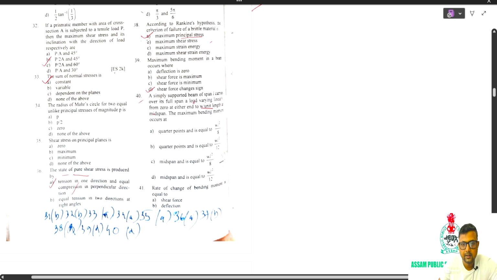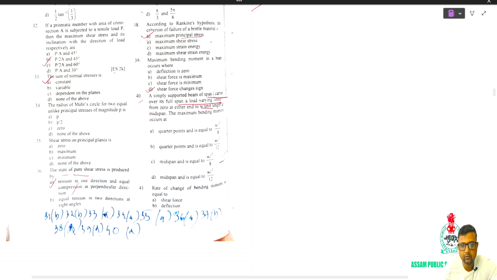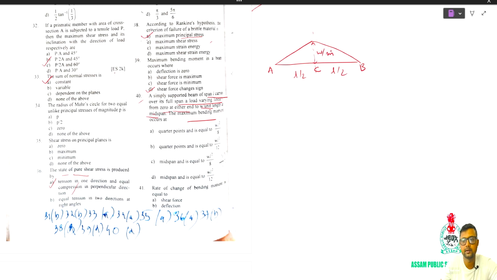Now let us find the solution of question 40. A simply supported beam of span L carries over its full span a load varying linearly from 0 at either end to W per unit length at the midspan. Find the maximum bending moment. So if I draw the beam, this is the beam, right? This is L by 2, A, B, C, and this value is W per meter.